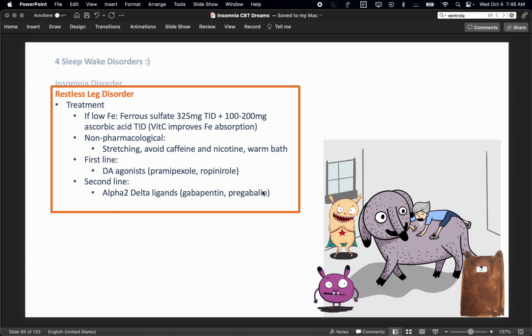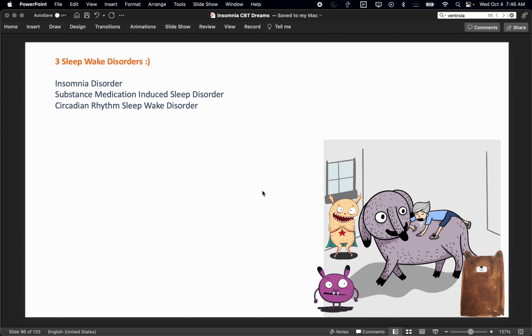The typical first-line treatments are dopamine agonists. It's pramipexole and ropinirole. Sorry about that noise. Second line options are going to be your alpha-2 delta ligands, the gabapentin, pregabalin. So you kind of have four drugs you just immediately use. It's pramipexole, ropinirole for the dopamine agonist, and then you flip over to gabapentin, pregabalin. All right, we're down to 3.